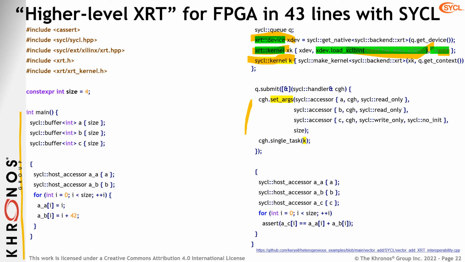Then, with the interoperability API, we can set the arguments of our kernel from all the accessors and the size of the data, and we will call our kernel with a single task. And at the end, we will just verify the result. So what is interesting to see is that nowhere have we expressed explicit data transfers compared to the initial XRT program. So it really shows that it can simplify the code.